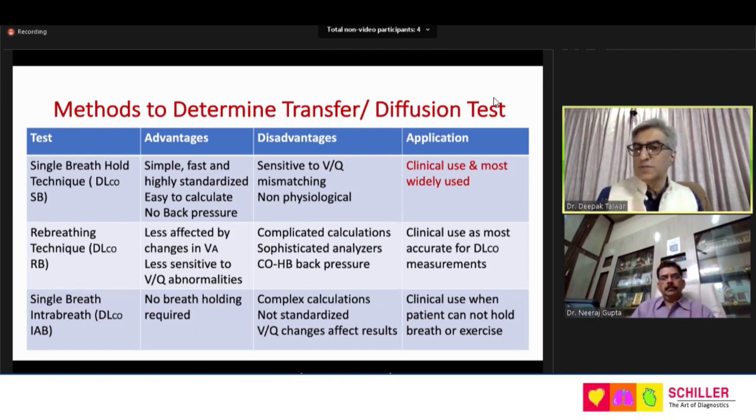And of course, this is the most widely clinically used test, and it is also used for screening purposes and most of the research purposes.